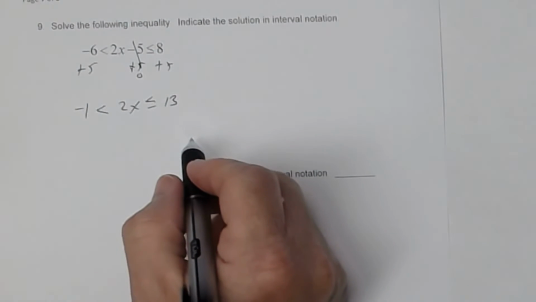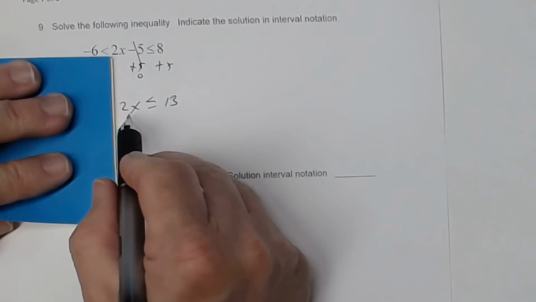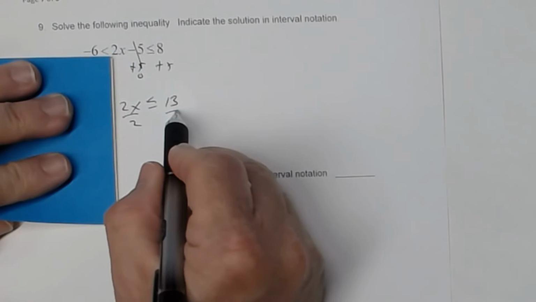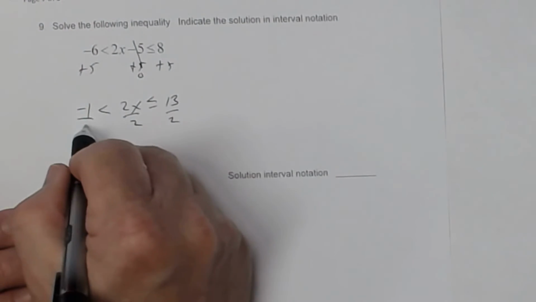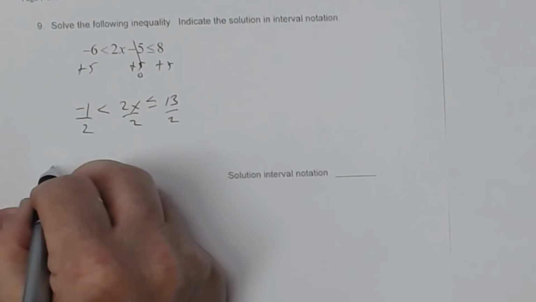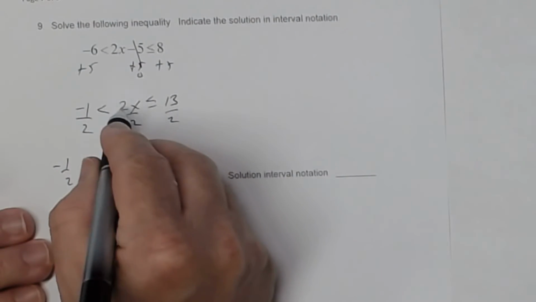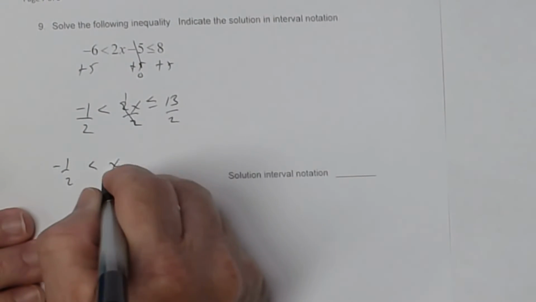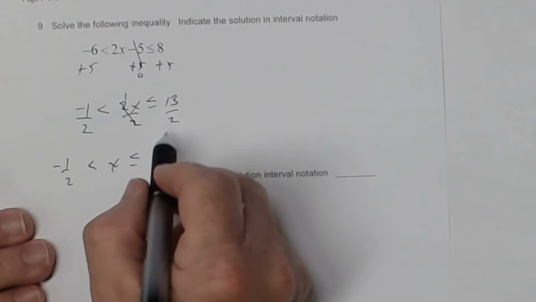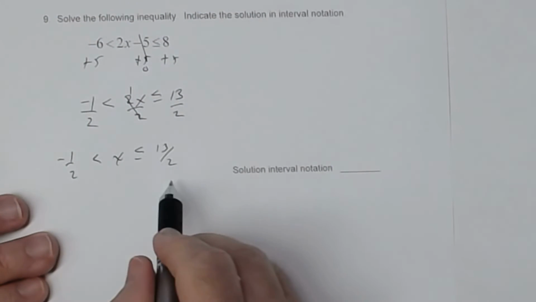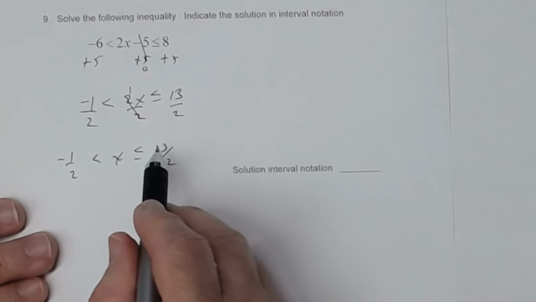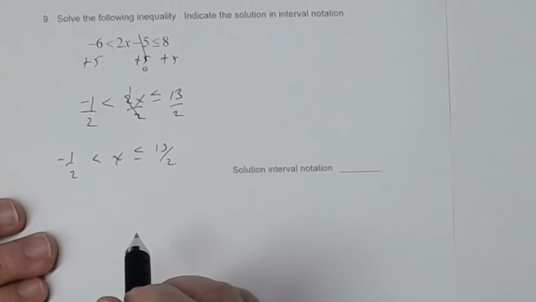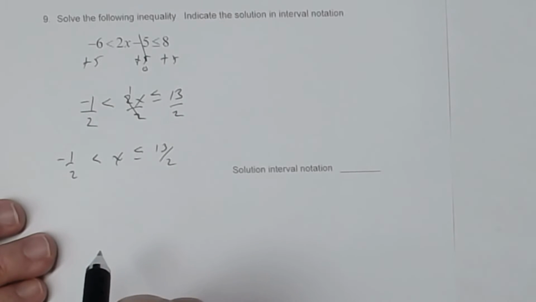And then how would you get x by itself? Well, to get x by itself, you would divide both sides by 2. But remember, there are 3 parts, so you have to do all parts. And so now you have -1/2 is less than 2 divided by 2 is 1, 1 times x is x, is less than or equal to 13/2. And you could leave it as an improper fraction. This is proper, but this is improper. You could leave it as an improper fraction or write it as a mixed number. I'm just going to leave it as 13/2.